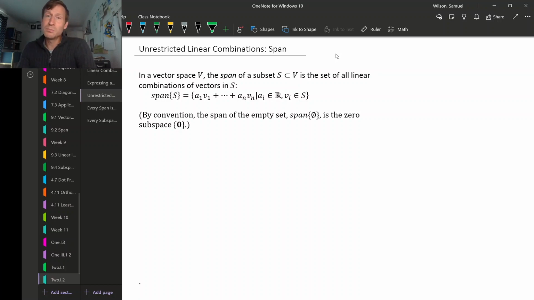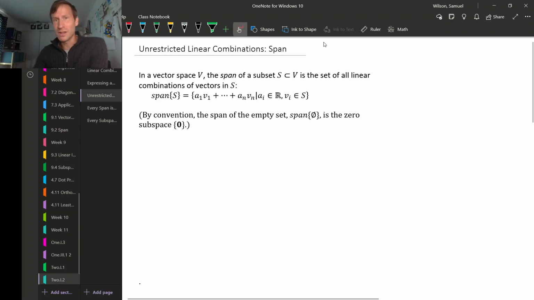The idea of a linear combination of vectors leads us to consider the collection of all linear combinations of a collection of vectors. And that's called the span of the vectors. So suppose we have some subset S of vectors living in a vector space V. Then the collection of all linear combinations of those vectors in S is called the span of S. So here the span of S is every linear combination of vectors in S with coefficients, of course, in the real numbers.